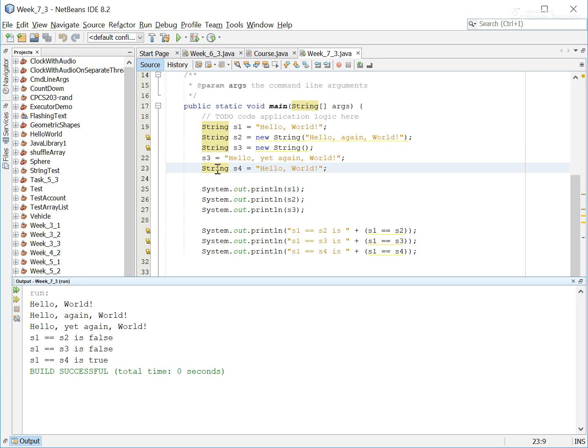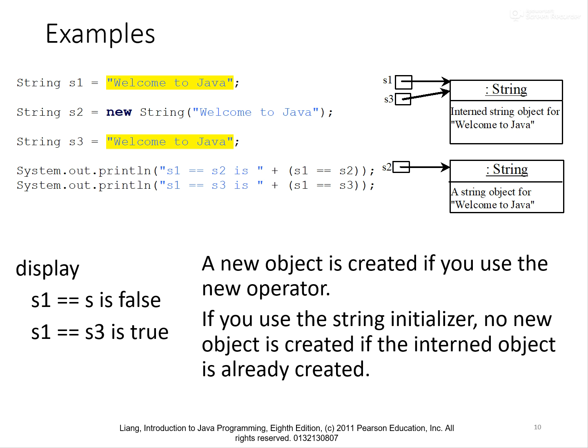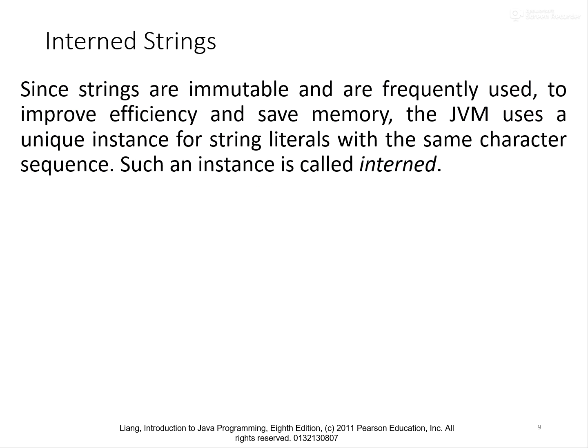It seems like I'm creating a new string, S4, which also contains hello world. But this time around, what it means when S1 is equal to S4 is that S1 and S4 both point to the same string. Now, let me explain what's happening over here. This is known as interning or interned strings.